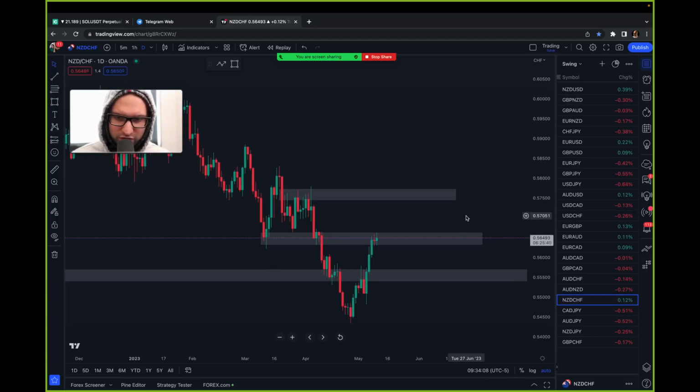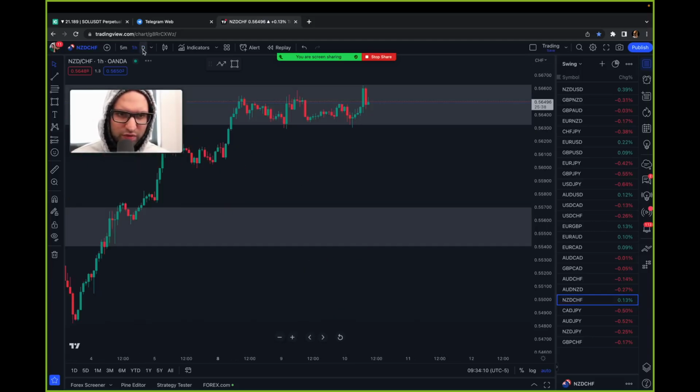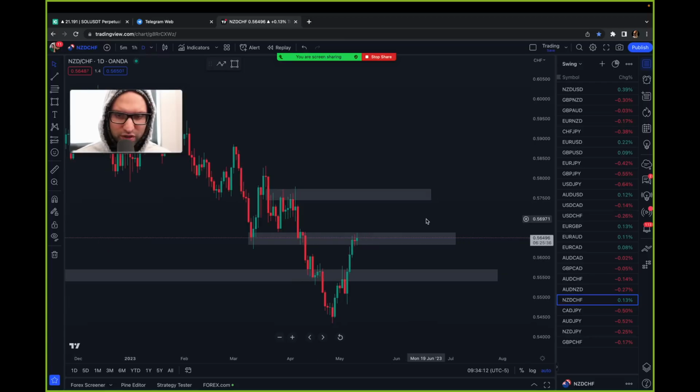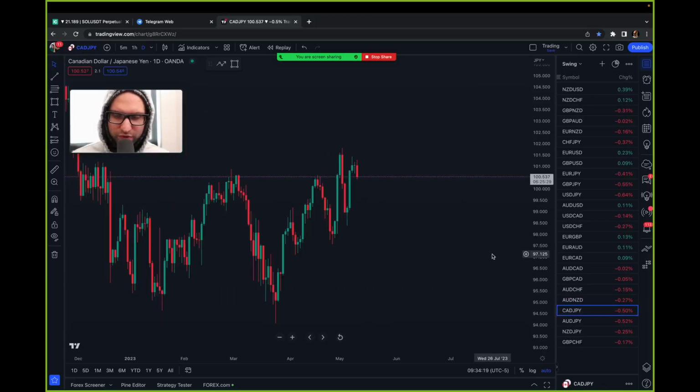New Zealand dollar CHF. This is currently at a resistance zone, so I personally think it's still likely to go short. I'll go ahead and get into that here on this call. CAD JPY.